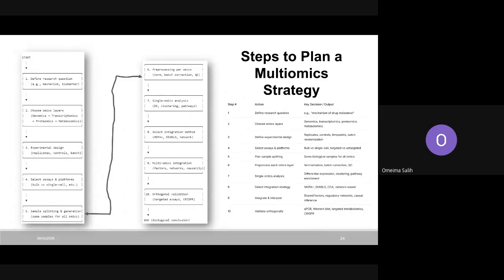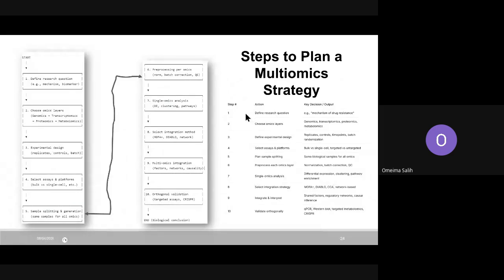The most important of this is the steps how to plan your multi-omic strategy. So I tried to put it in 10 steps. If you want to plan to use multi-omics, what do you need? How do you move on with your research? First of all, you need to define your research question. And according to your research question, you define your methodology.